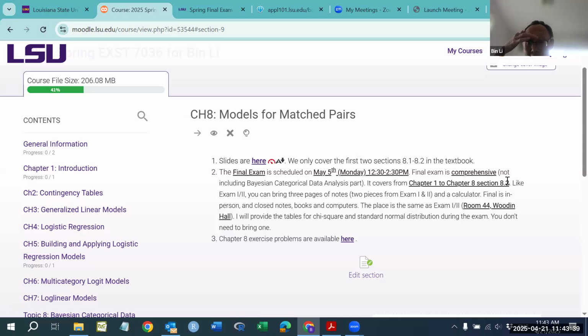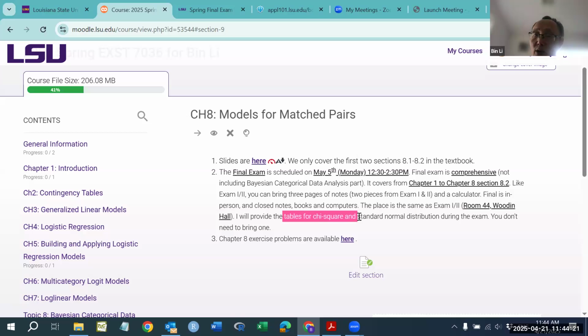Like exams 1 and 2, you can bring 3 pieces of paper: 1 from exam 1, 1 from exam 2, and then you can have an extra one. That's for the final exam. You bring calculators just like before, and it's closed book, closed notes, and closed computers. The place for the exam will be the same as exams 1 and 2, room 44, Wuding Hall. I will provide the tables just like before, so you don't need to bring the tables.